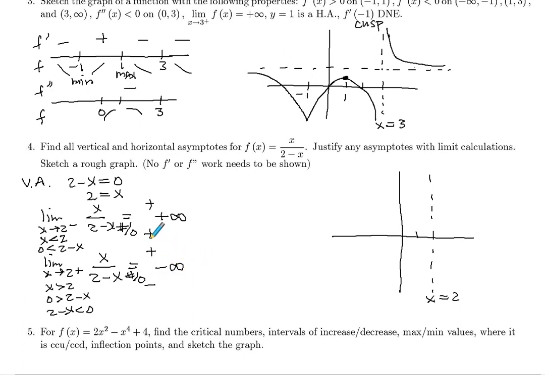So as you come into 2 from the negative side, so as you come in from this side, your graph is going up to infinity. And as you come in from the positive side, come in from this side, it's going down to minus infinity. Okay, well, we need the horizontal asymptote in here real quick, so let's do that, and then we'll do our sketches.